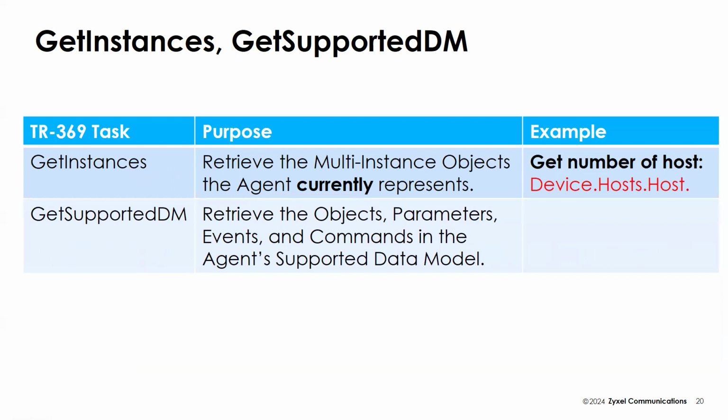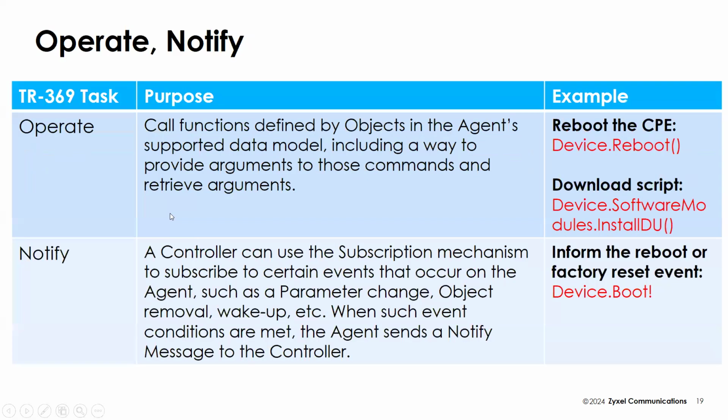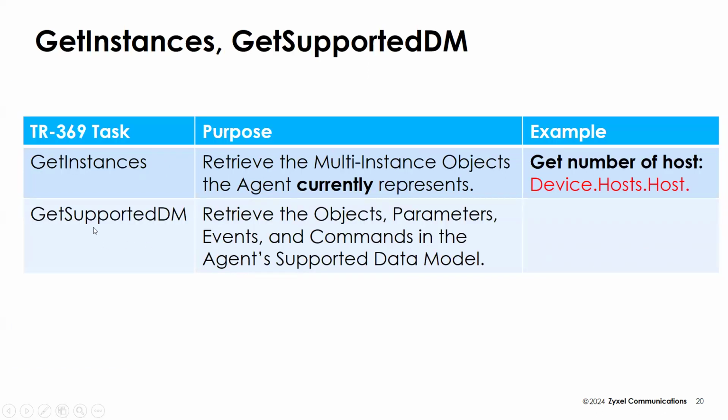Okay, and these are the extra two operations in TR369, a get instance and a get supported DM. From the description here, if we did not see the description, we might think that the goal of these two operations might be similar to the get one I introduced here. But actually the usage is quite different compared to the previous get task.